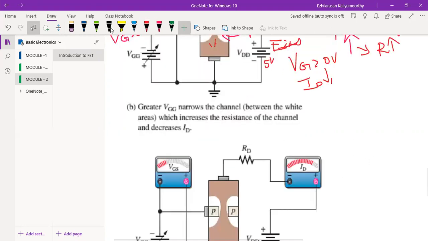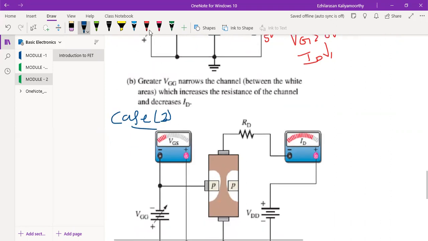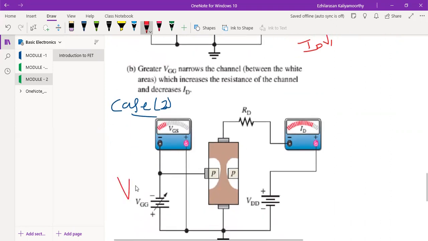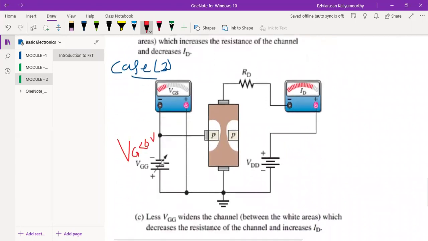So this is your case 2, the second case. What is the second case now? Here, your VG is less than 0 volt. When you apply VG less than 0 volt, what happens? This will start to conduct. As I said earlier, the JFET works in the reverse bias condition, meaning you have to apply a negative voltage. If VG is less than 0 volt, automatically your depletion region will get reduced.